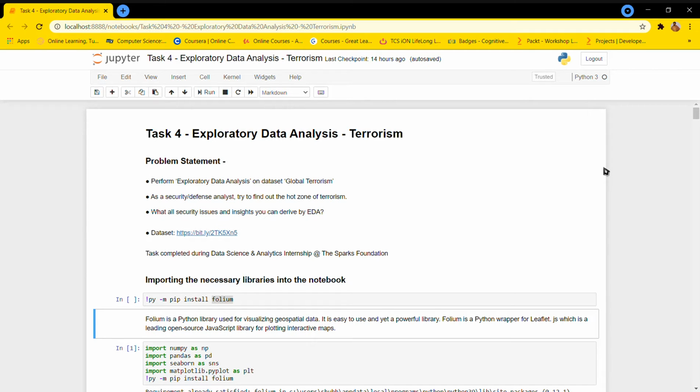So this is my task 4, which is exploratory data analysis on terrorism. Let's see the problem statement first. Perform exploratory data analysis on the global terrorism dataset. As a security defense analyst, try to find out the hot zone of terrorism. What all security issues and insights can you derive by EDA? So let's begin.